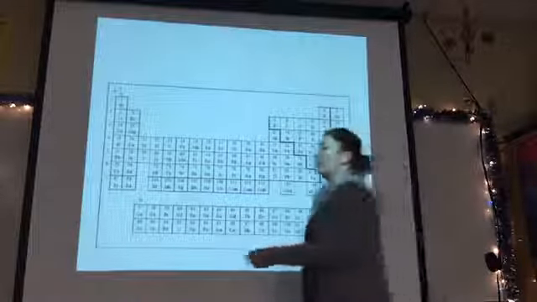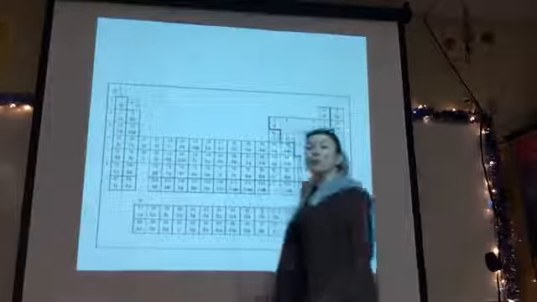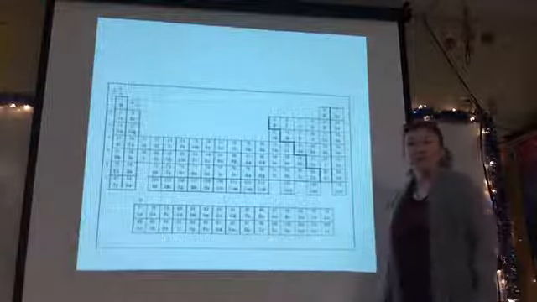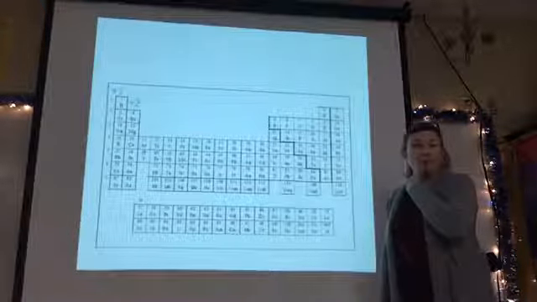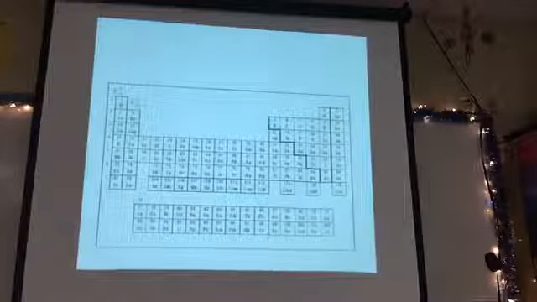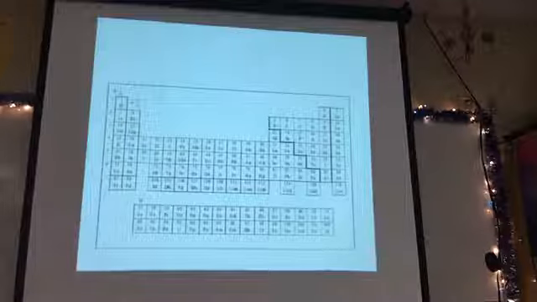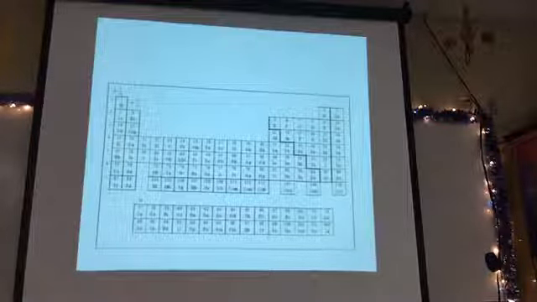So everyone in the first column is a +1. Everyone in the second column is a +2. Do you see that on your periodic table that I gave you? They're all 2s going down. Do you see what I'm talking about? Okay. So if you look here, see how it's 2, 2, 2, 2, 2.